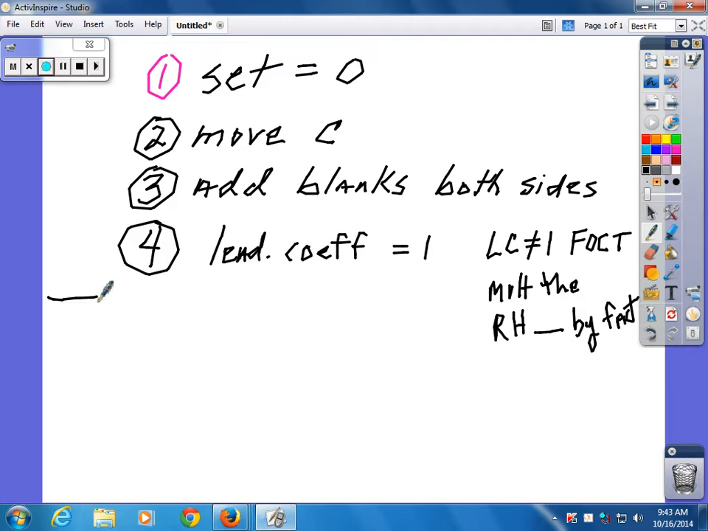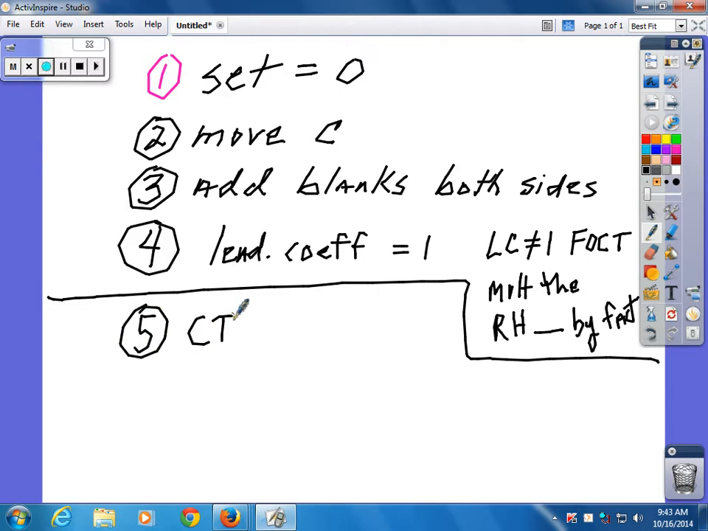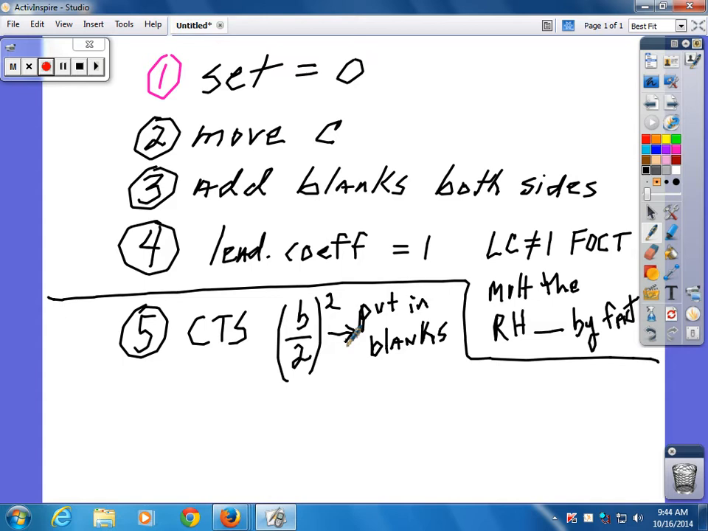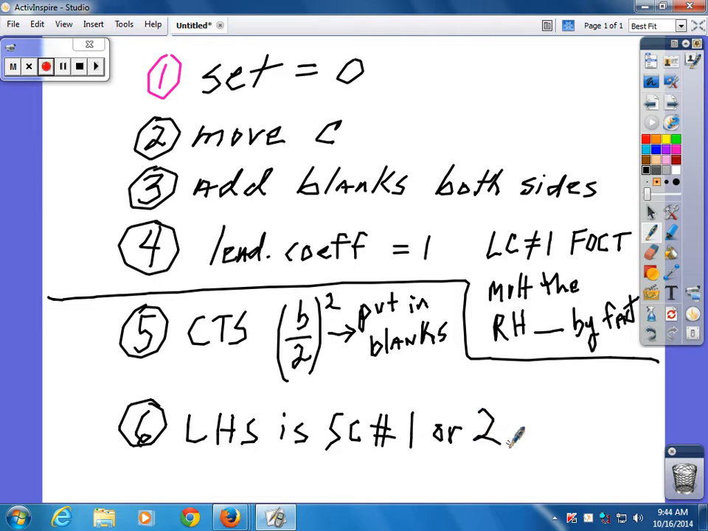And then once you do all of that, then you do completing the square. And completing the square consists of B divided by 2 squared and add, or just put it in those two blanks. I just put two blanks, whatever you want to put there. Put in blanks. And then after that, number six, left-hand side is shortcut number 1, 4, 2, and then simplify the right-hand side, and then draw your two arrows, and then find the vertex and solve.